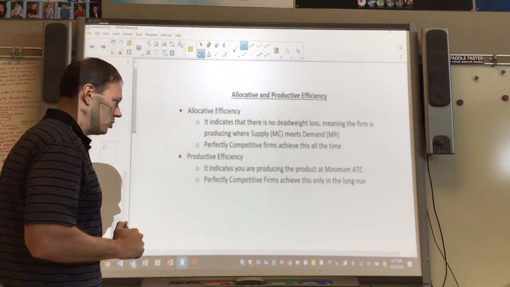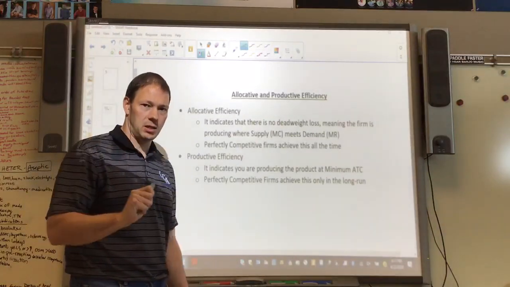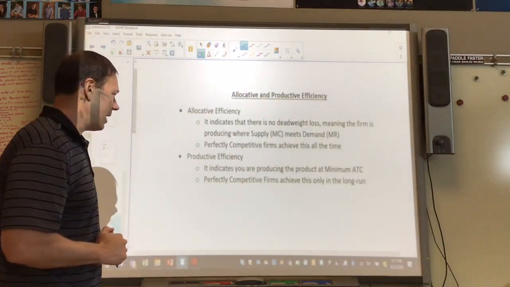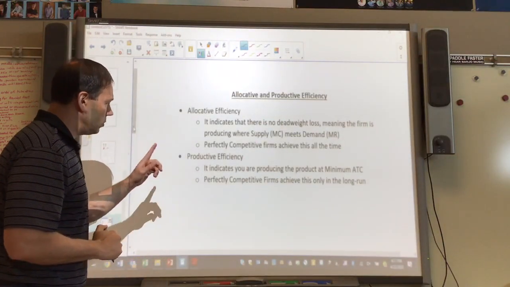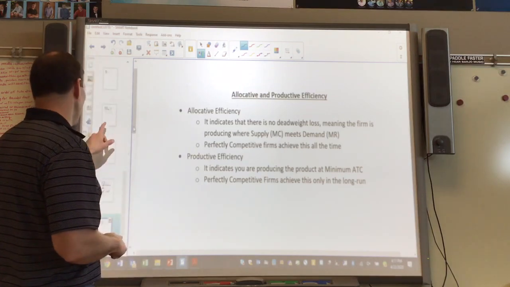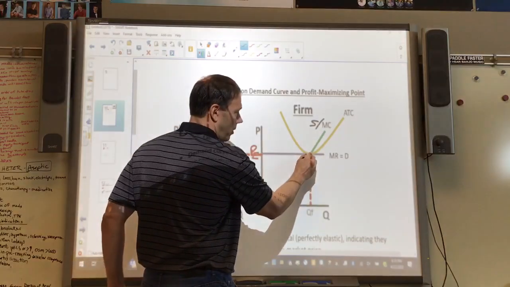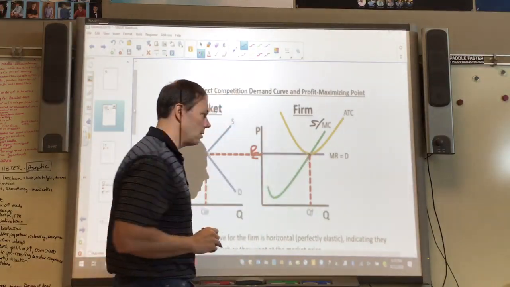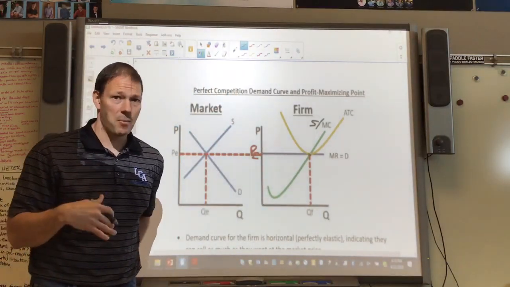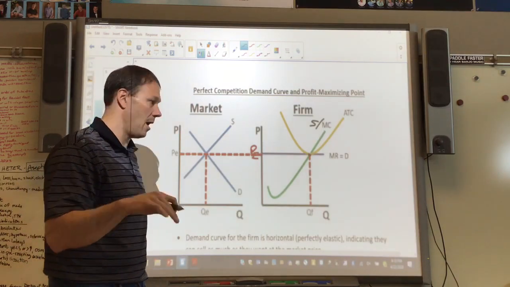Productive efficiency means you're producing at minimum ATC, the lowest possible point that ATC can be. Now, you will only get this in the long run. Again, let me show you. Here, okay, if you're producing at this point right here, that is the lowest point on the ATC curve. You cannot possibly produce that cheaper at any particular output.